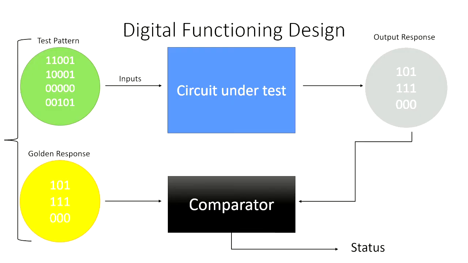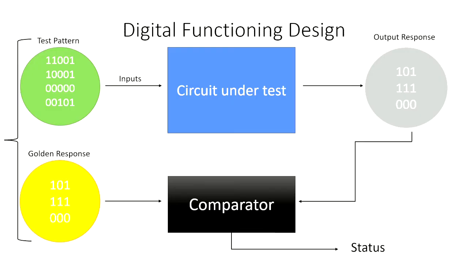So we're going to talk about digital functional design. We have a test pattern and we have a golden response. A test pattern is anything. Say you're working on a 16-bit circuit, that means it's going to check for 16 bits. And the golden response is, for this bit, the correct answer. If you're taking a 2-bit AND gate, you want the outputs to be 0, 0, 0, 1. Everything apart from 1 1, you want the golden response to be 0, and for 1 1, you want it to be 1.